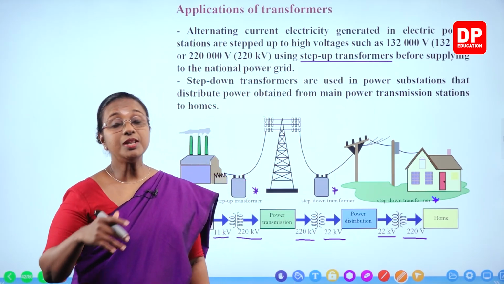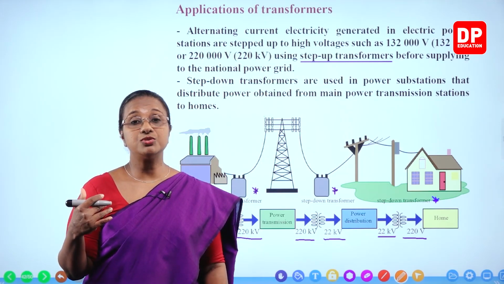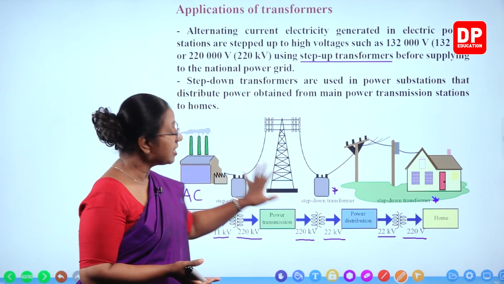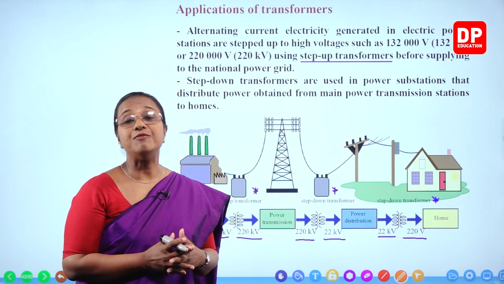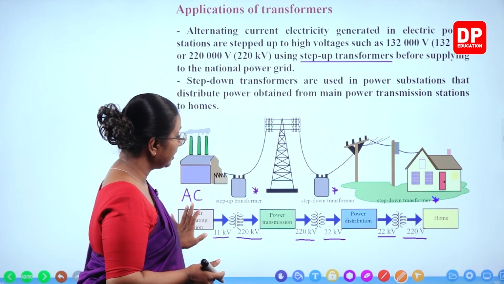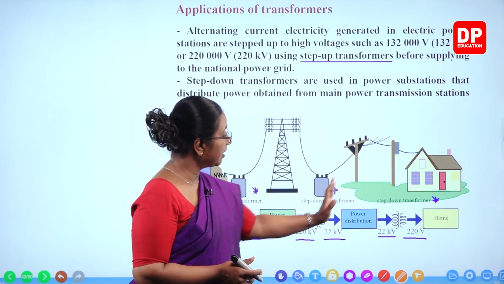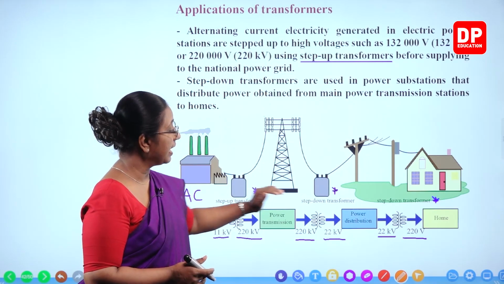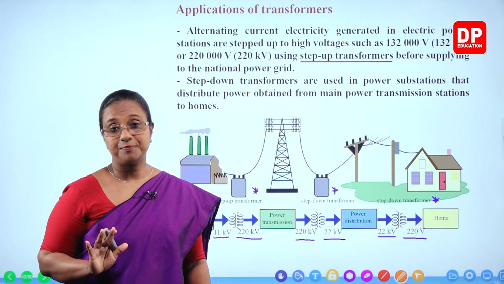To the household, you can't supply very high voltage because the electrical appliances in the household use less potential difference. But for transmission, the voltage has to be increased, so it is going to be efficient transmission of power. Because of that, after generating, before the electricity is supplied to the household, there are different stages where the transformer is used. Both step-up and step-down transformers are used. You have to remember that.